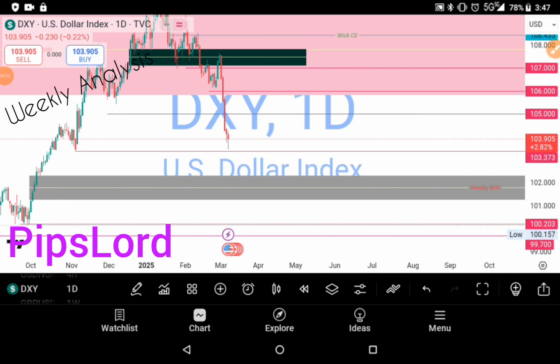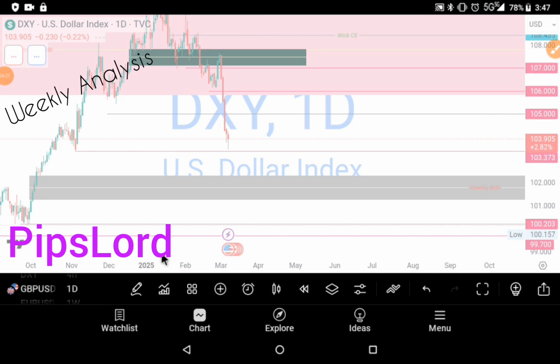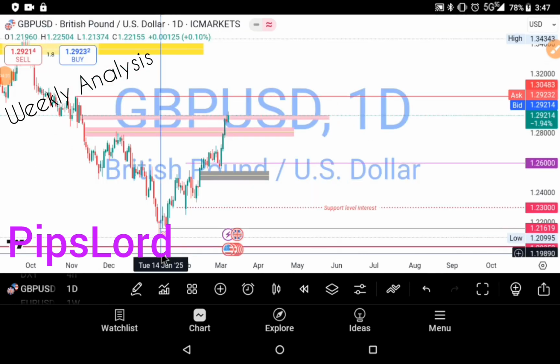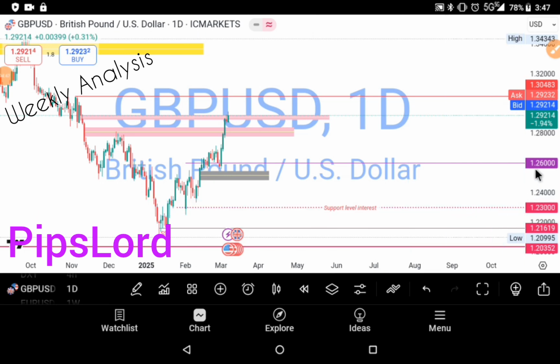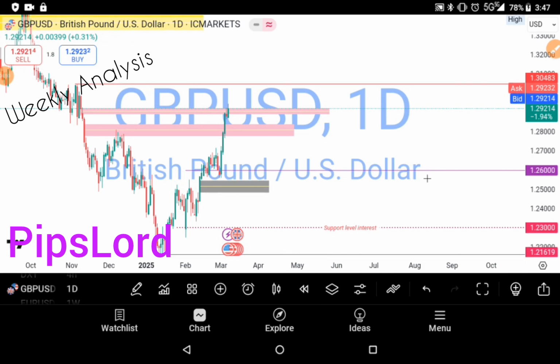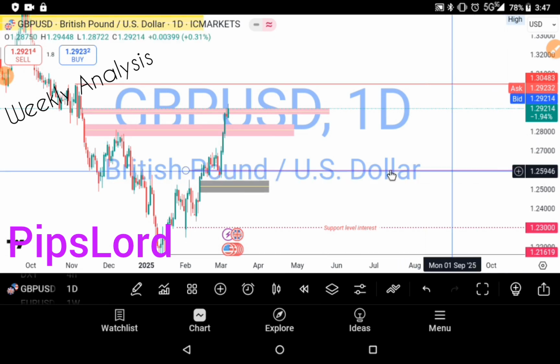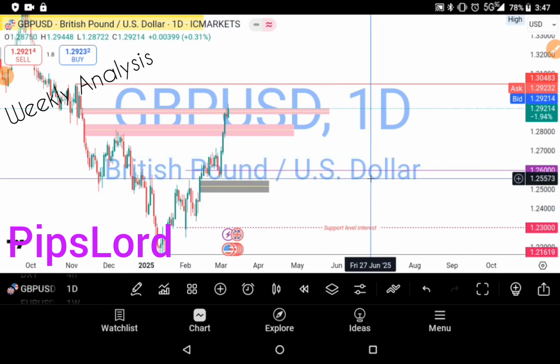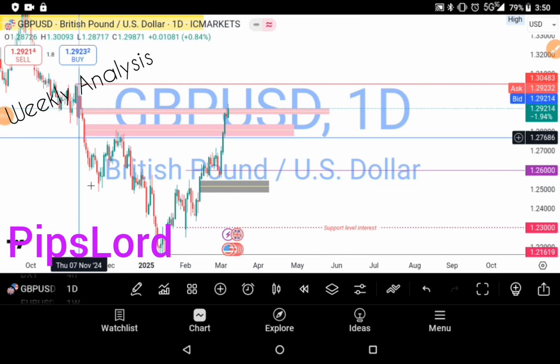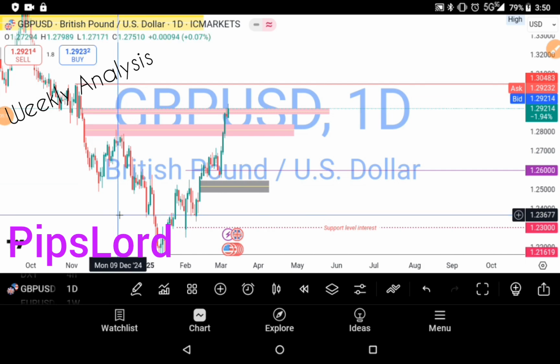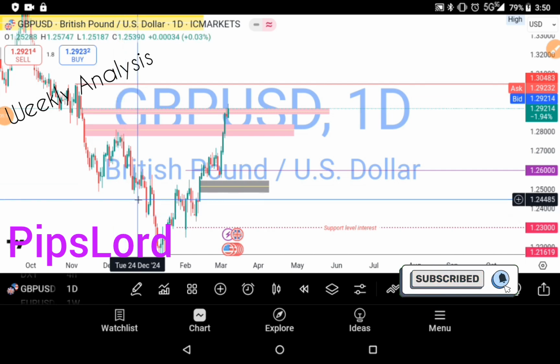So then let's go to our cable, GBP USD. On GBP USD last week, I was interested in 1.24 thousand, as long as the market price found support around 1.25 thousand. So the market price found support around 1.25, 1.26 big figure.